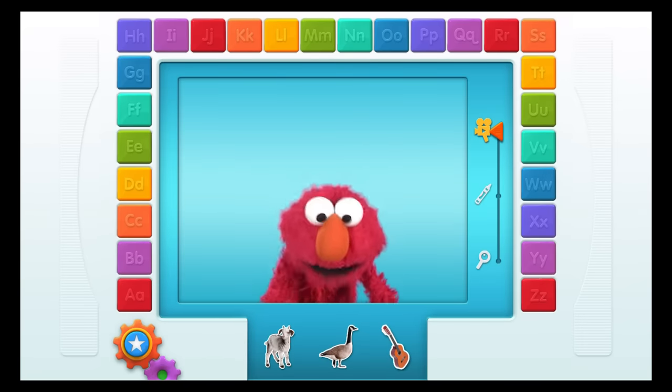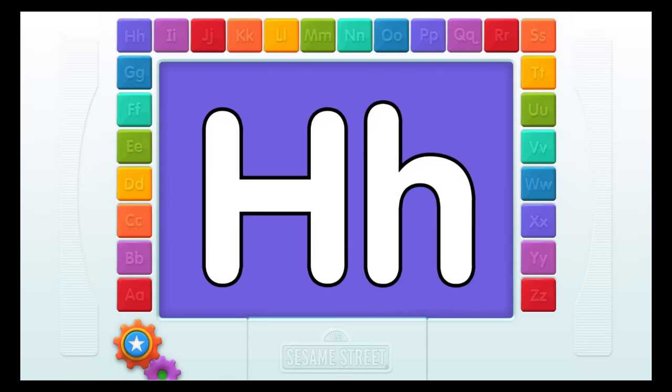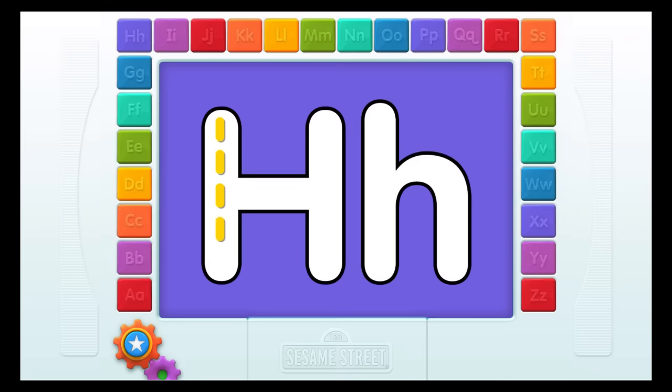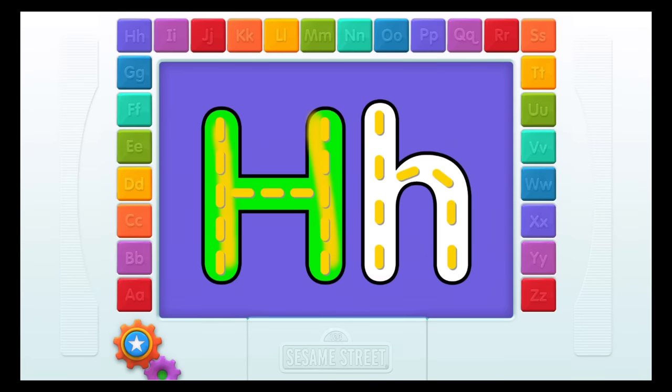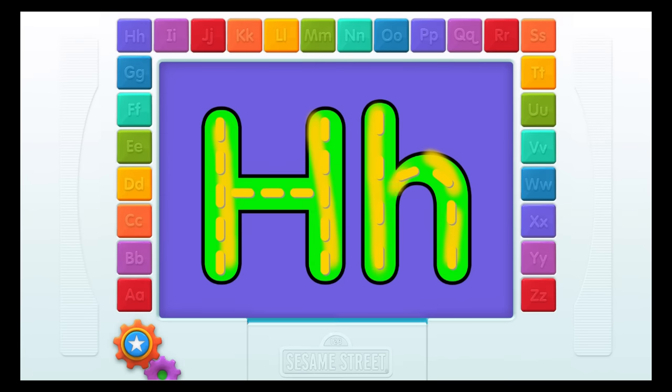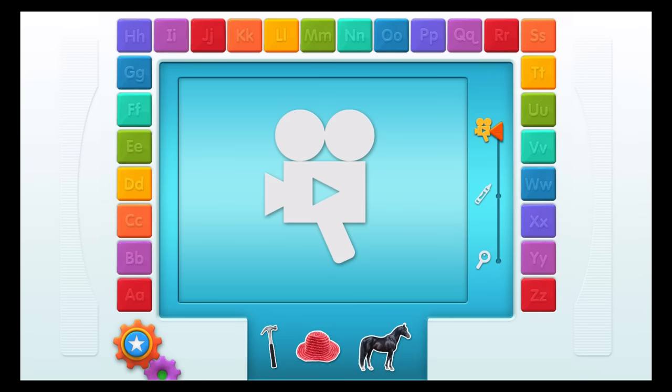Try touching one of these. H. Wow, Elmo thinks you picked a great letter. Draw the letters with your finger. Make the lowercase letter. H. Yay! Video. Choose one of these things. Touch it with your finger. H.